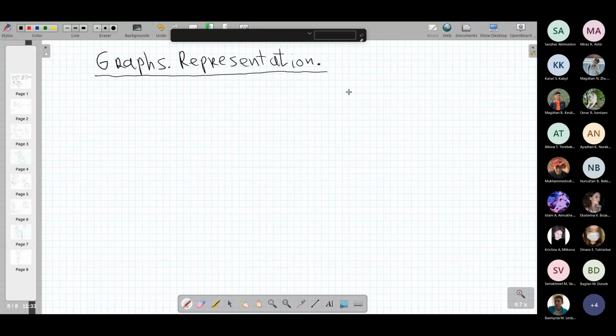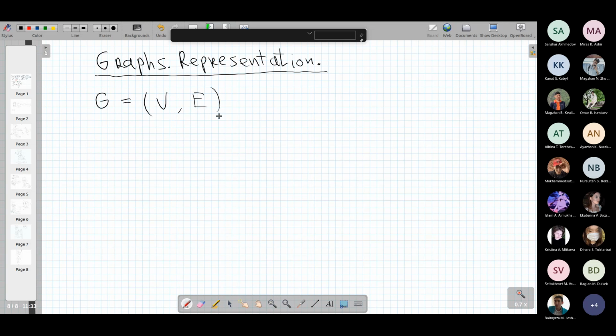So let me show you. We have a social graph. We have a graph of the roads on the map. And we have a friendship graph. We can have a genealogical tree, which is also a graph. So what is the graph then? It's like a figure that has vertices and edges. Yes, vertices and edges. So a graph is a set of vertices and a set of edges.